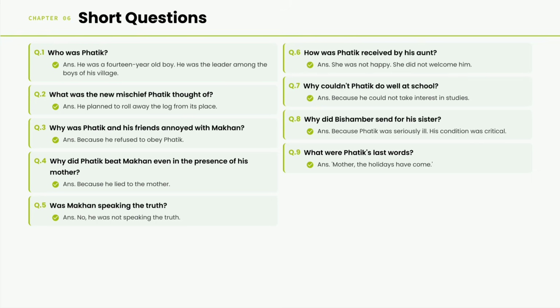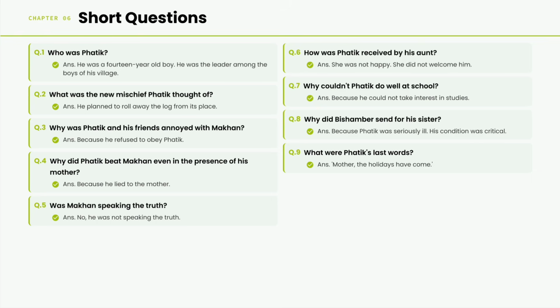Question 5. Was Makhan speaking the truth? Answer: No, he was not speaking the truth. Question 6. How was Fatik received by his aunt? Answer: She was not happy. She did not welcome him. Question 7. Why couldn't Fatik do well at school? Answer: Because he could not take interest in studies.